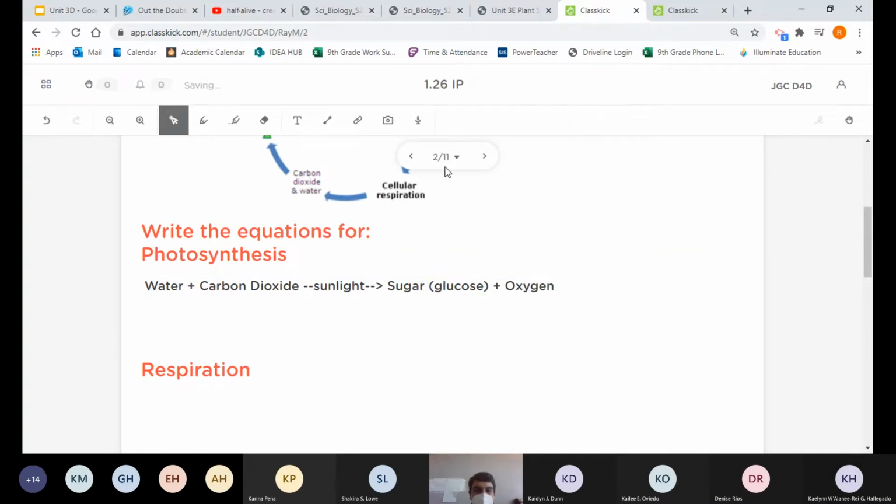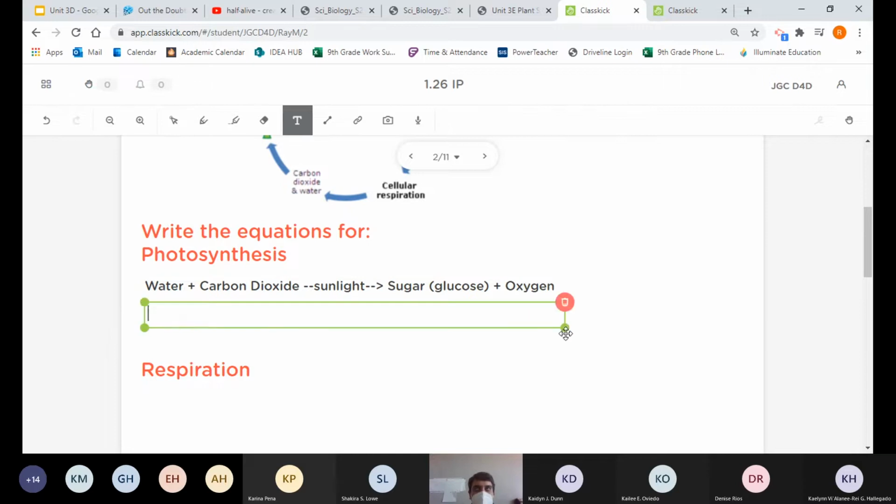And just like I mentioned yesterday, it's important to remember the molecular part of this formula. So water is going to be H2O. Carbon dioxide is going to be CO2. Sugar is C6H12O6. And of course, oxygen, O2.